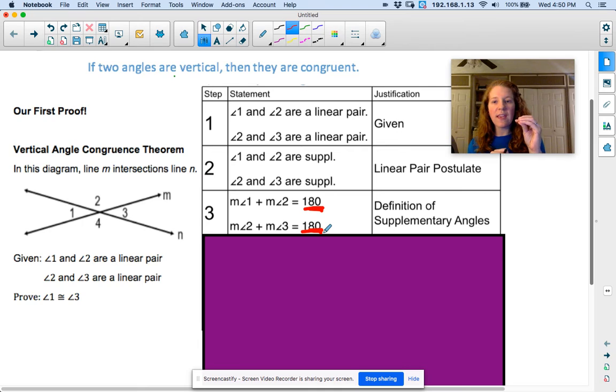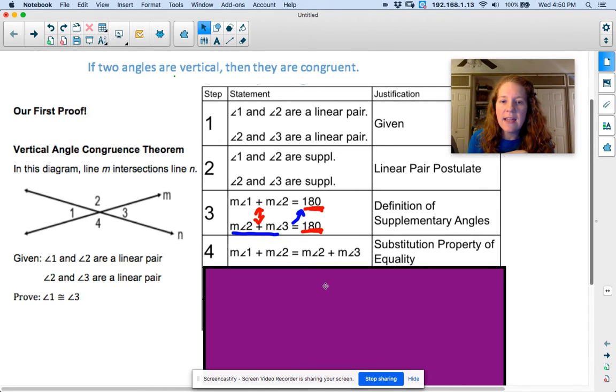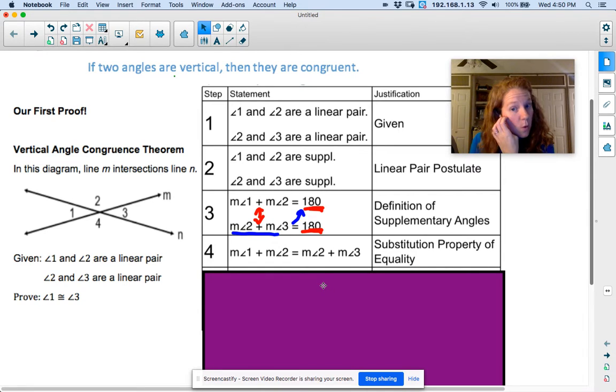Well, if I've got two things that are both equal to 180, then that must mean these two things are equal to each other. So I'm basically just using substitution. I'm going to say measure of angle 2 plus measure of angle 3, and I'm going to substitute it in for that 180 because it's equal to 180. And the reason I'm allowed to do that is the substitution property of equality. You may not have known that that was the name of that property, but we used it all the time in algebra, especially when we were doing those systems of equations.